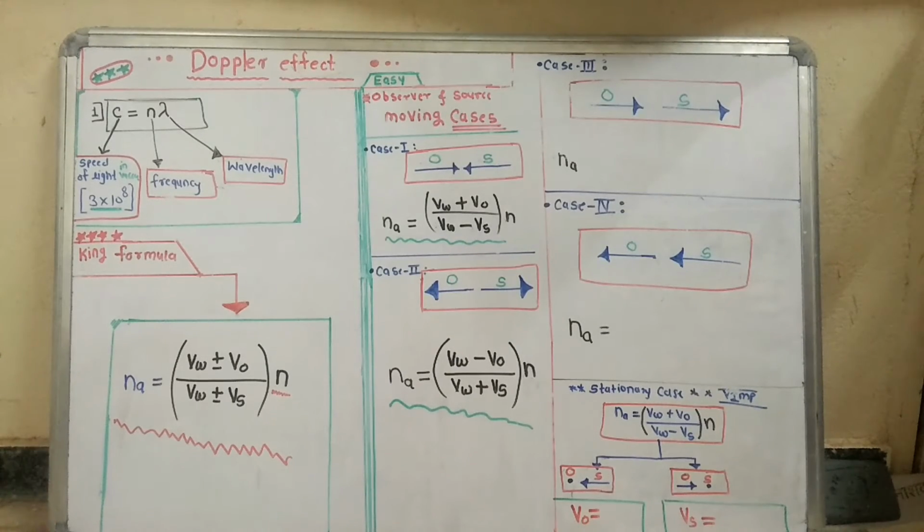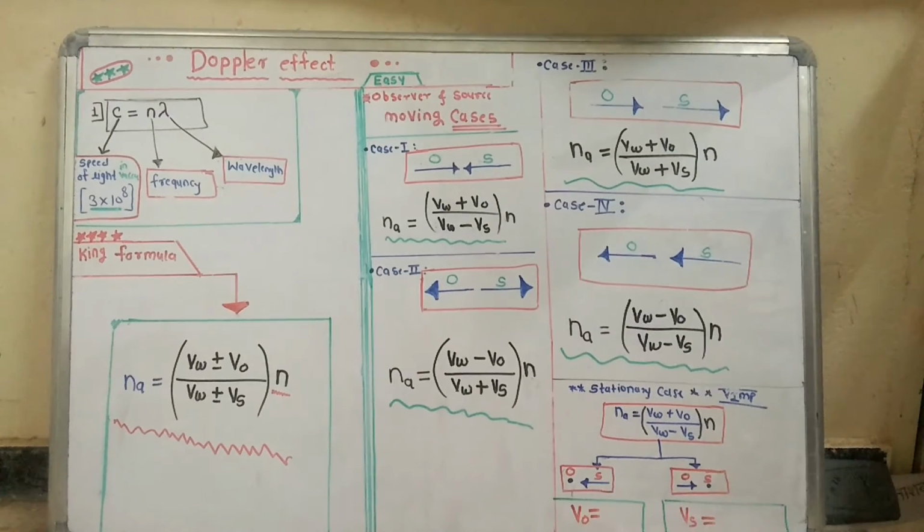Next, the third case is when the observer and the source are both moving in the right direction. Then the apparent frequency equals V wave plus V observer upon V wave plus V source, into frequency, because the observer and source are moving in the right direction, and our key is that the right direction is always positive. So you can easily remember these formulas. Next, the fourth case is when the observer and the source are moving in the left direction. In the left direction, our key is the negative sign. The apparent frequency equals V wave minus V observer upon V wave minus V source, into frequency. We subtract because the observer and source are moving in the left direction. This is a key.